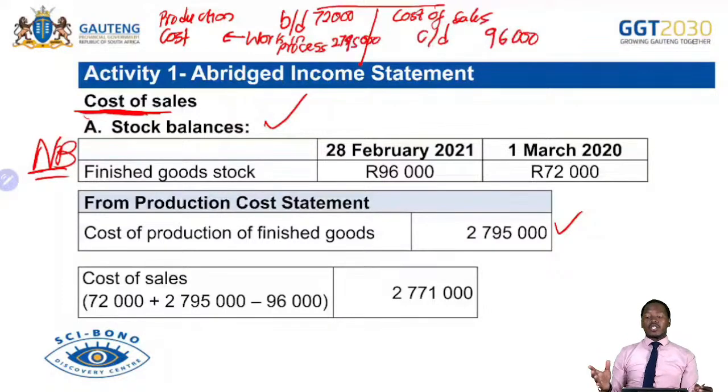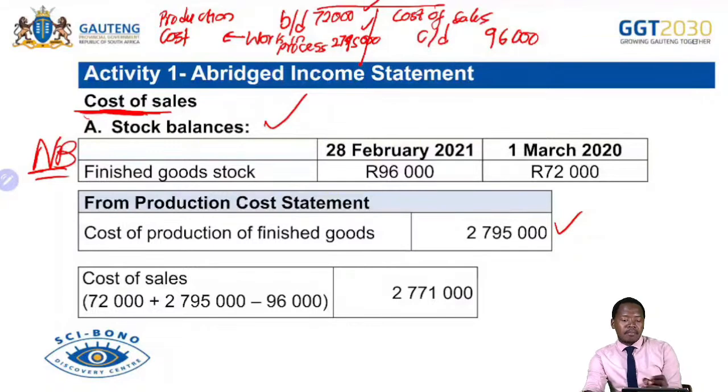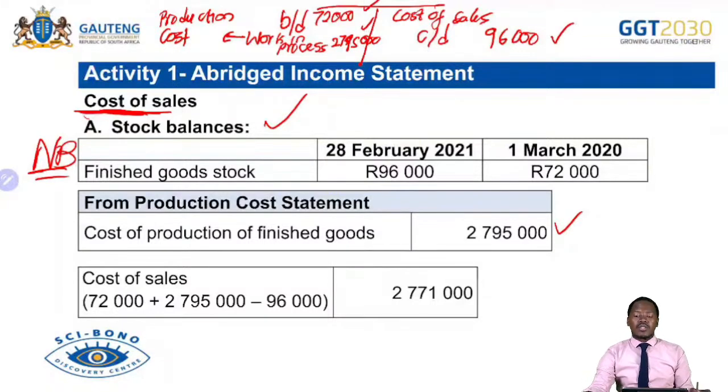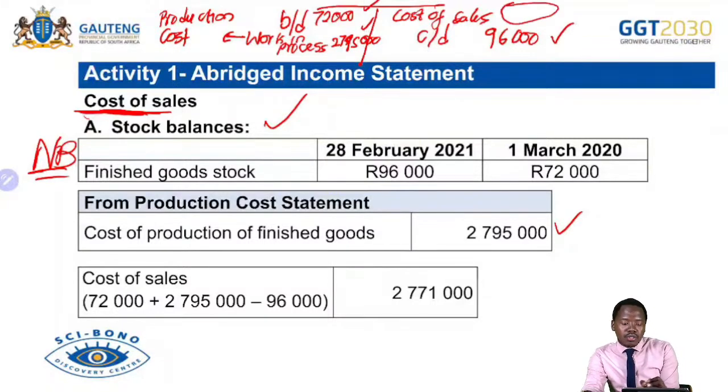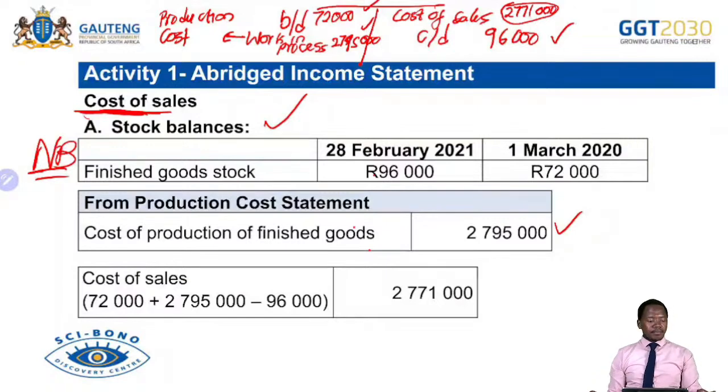Now for me to get the cost of sales, grade 12, I will say debit side, which is 72,000 plus 2,795,000 minus closing stock of finished goods. Then I will get these cost of sales. These cost of sales become 2,771,000. That is my cost of sales. I hope we are fine there, grade 12. We may be required to calculate cost of sales. Let us remember finished goods.